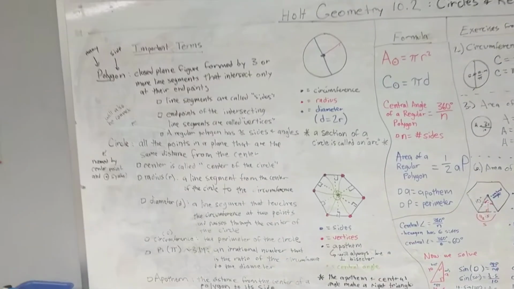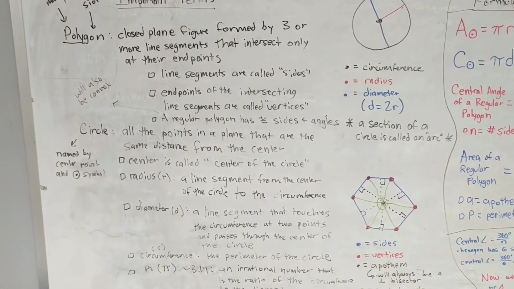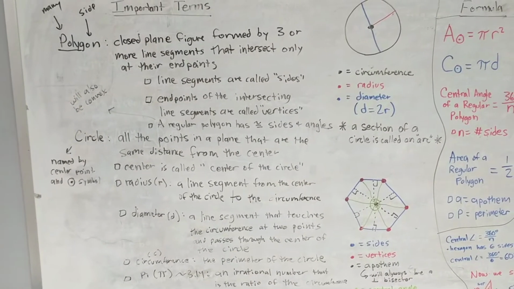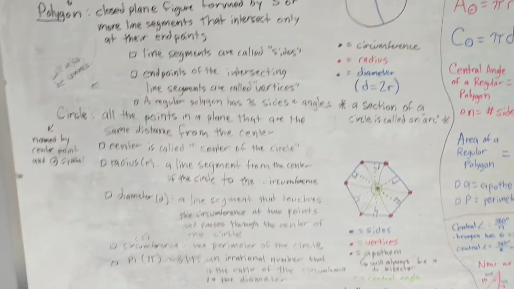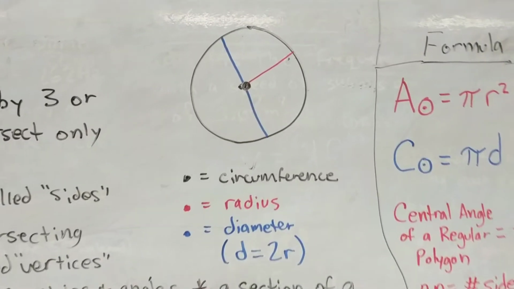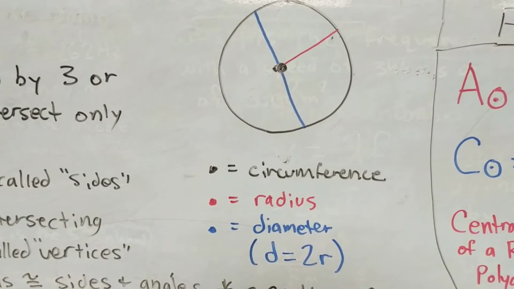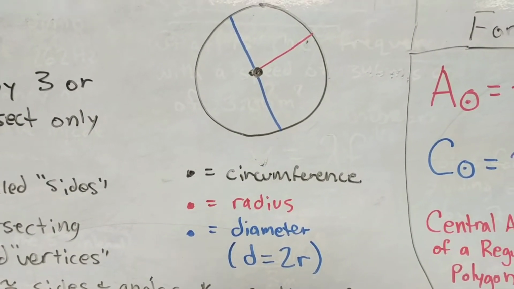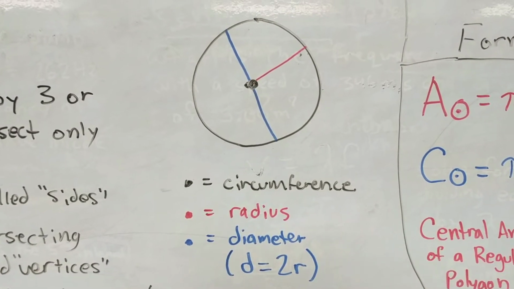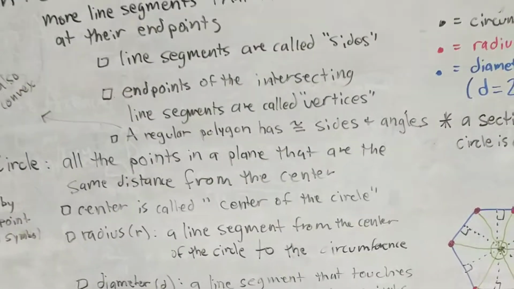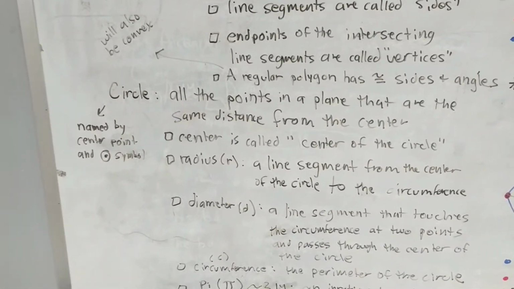You'll need to write these important terms down. You should be familiar with the ones associated with a polygon. The circle, you can see I've illustrated right here. We have the circumference, radius, and diameter. Note that the radius is equal to half of the diameter. Here are the formal definitions right here.